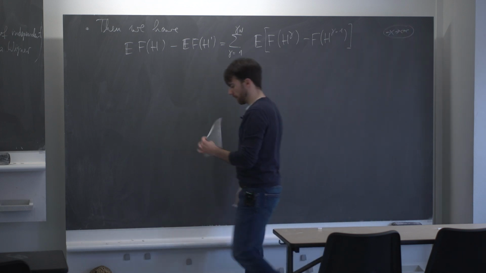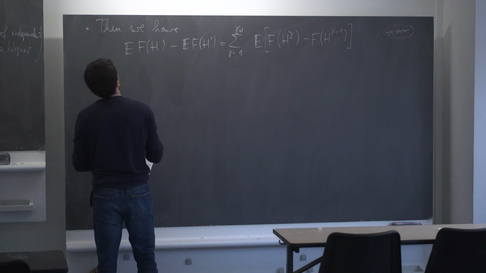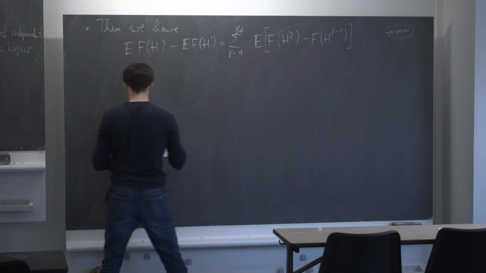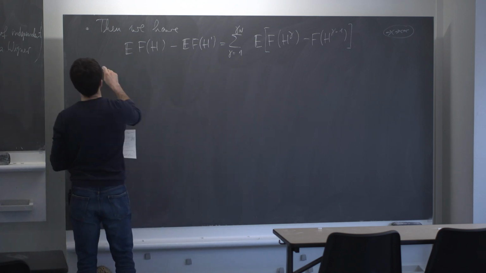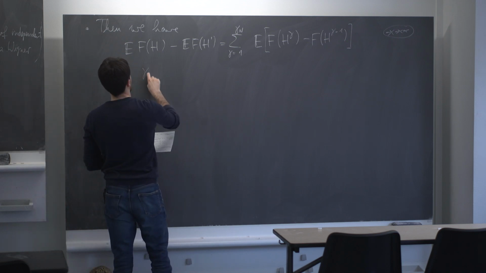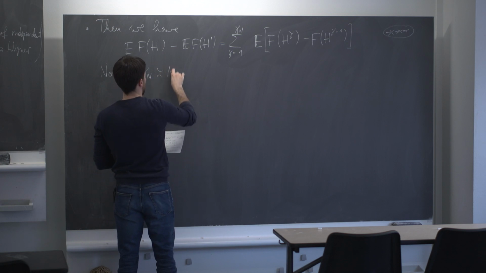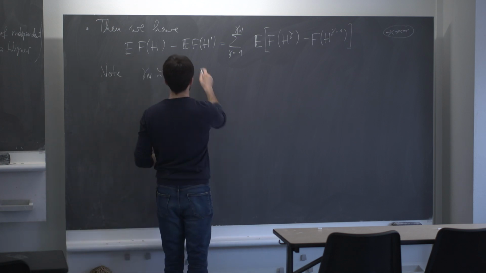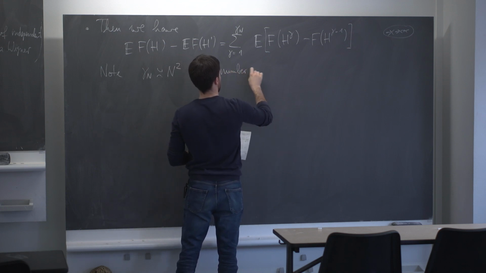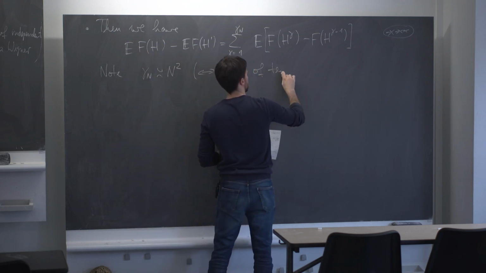And that's what I want to call 3 star. And now the important thing is that this sum here has n squared terms, or of order n squared. So note gamma n is of order n squared. So this is the number of terms in the sum.